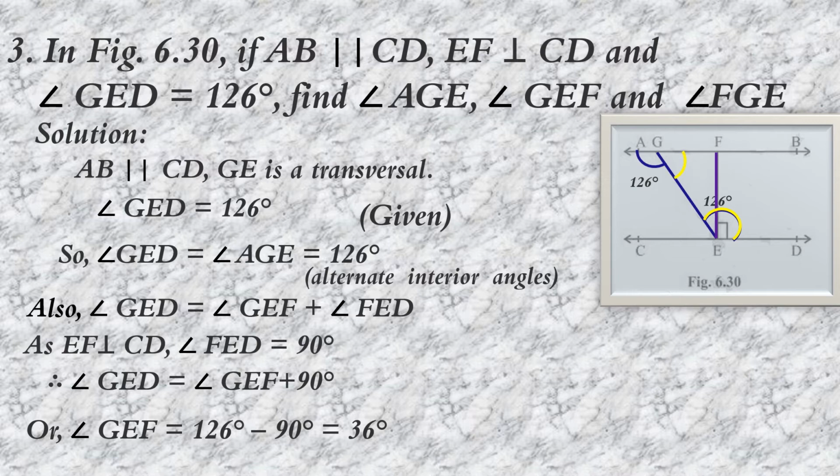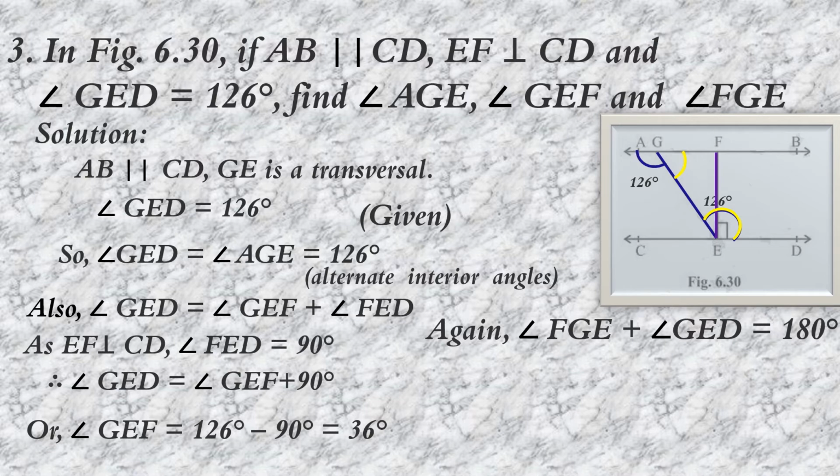Now let us find the next angle, that is, we need to find FGE. So again we come to Euclid's fifth postulate. The sum of the angles on the same side of the transversal is equal to 180 degrees. Here angle FGE plus angle GED is equal to 180 degrees.